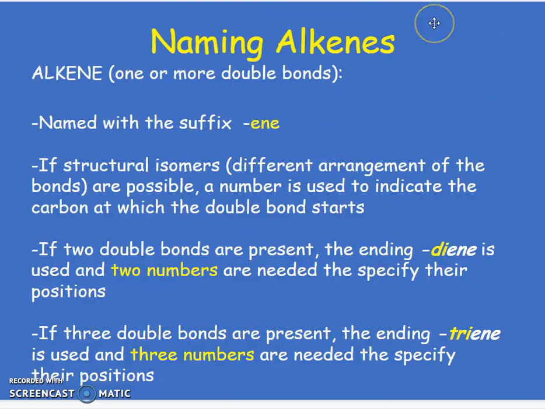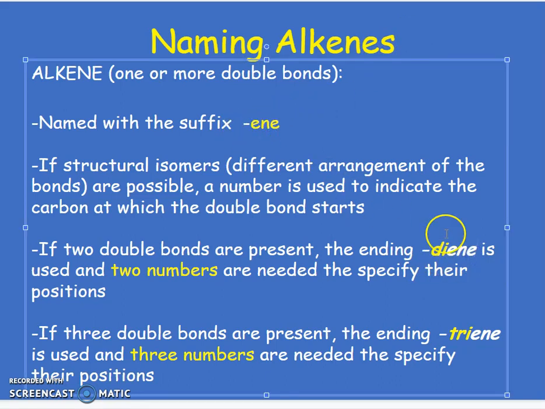Okay, so double bonds. With double bonds, we now have the ending E-N-E, so for example, ethene. If there is more than one double bond, we would have to change it to diene. And just like you would put a number for the branch, we're also going to put a number to say where the double bond is. So if you have two double bonds in your structure, you would have to have two numbers because it's now a diene. If there were three double bonds, then you would have to have three different numbers, and it would be triene.